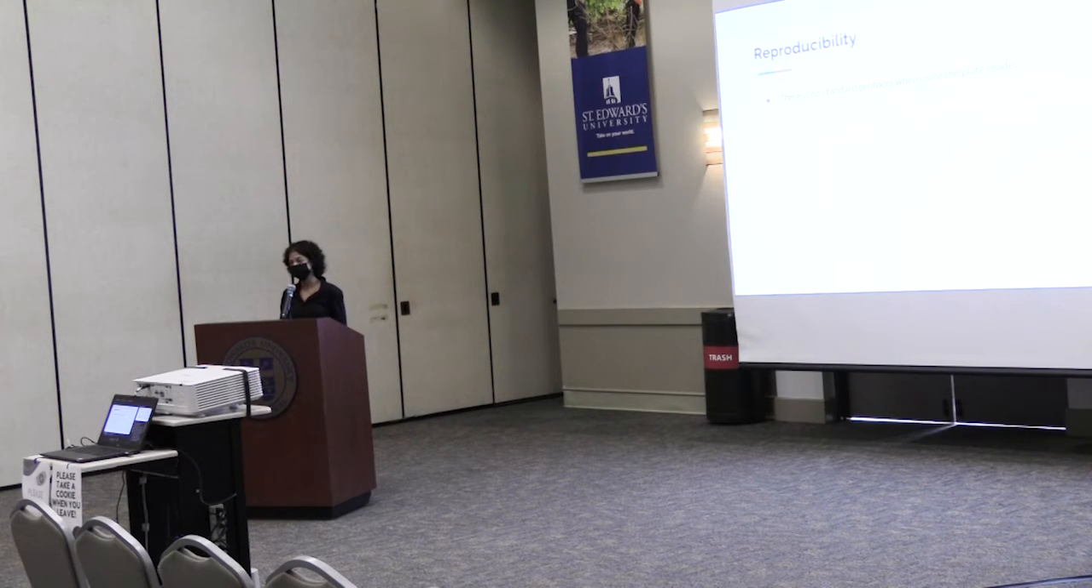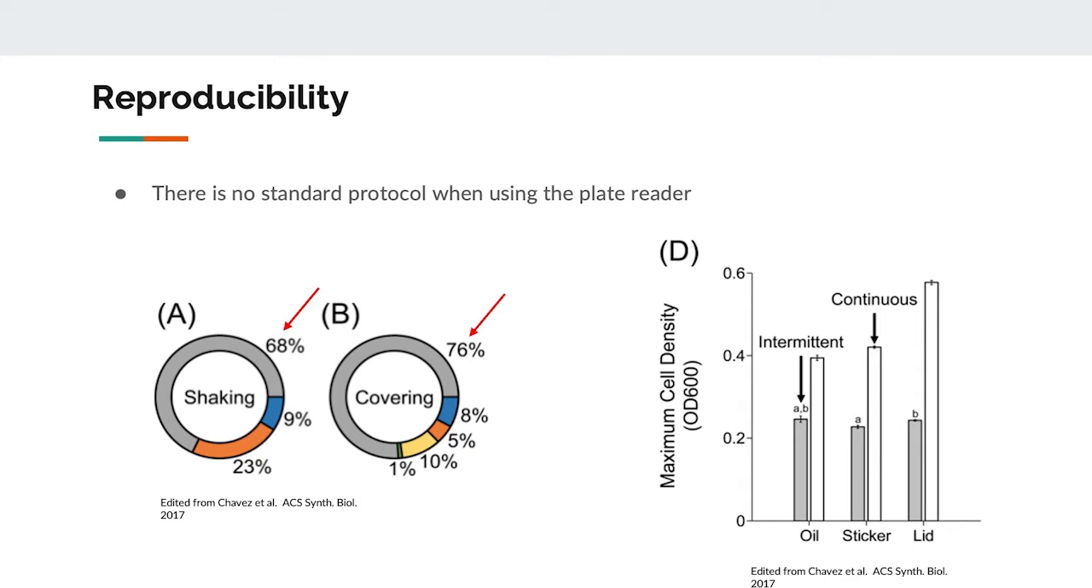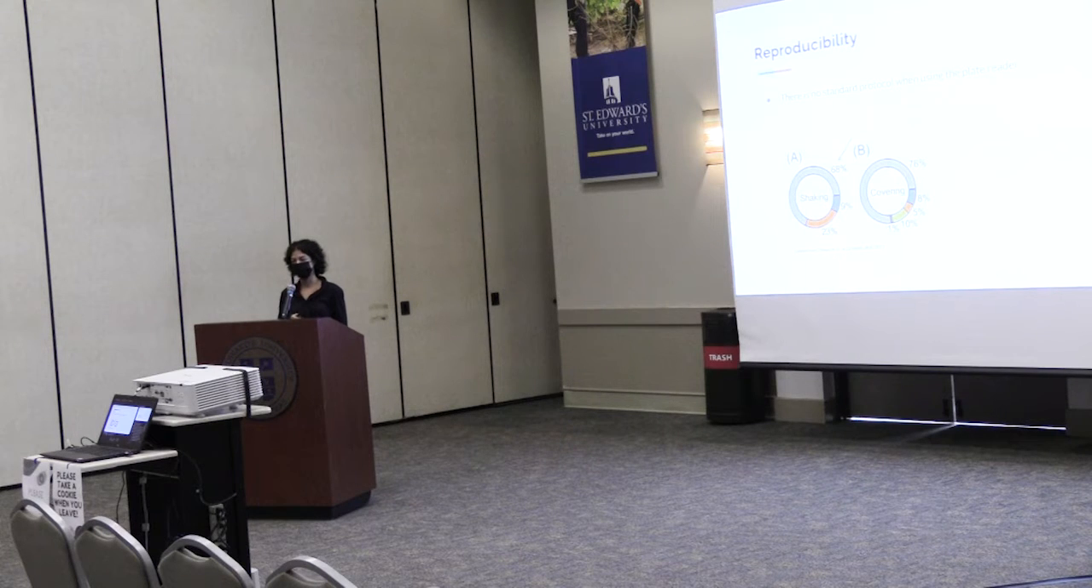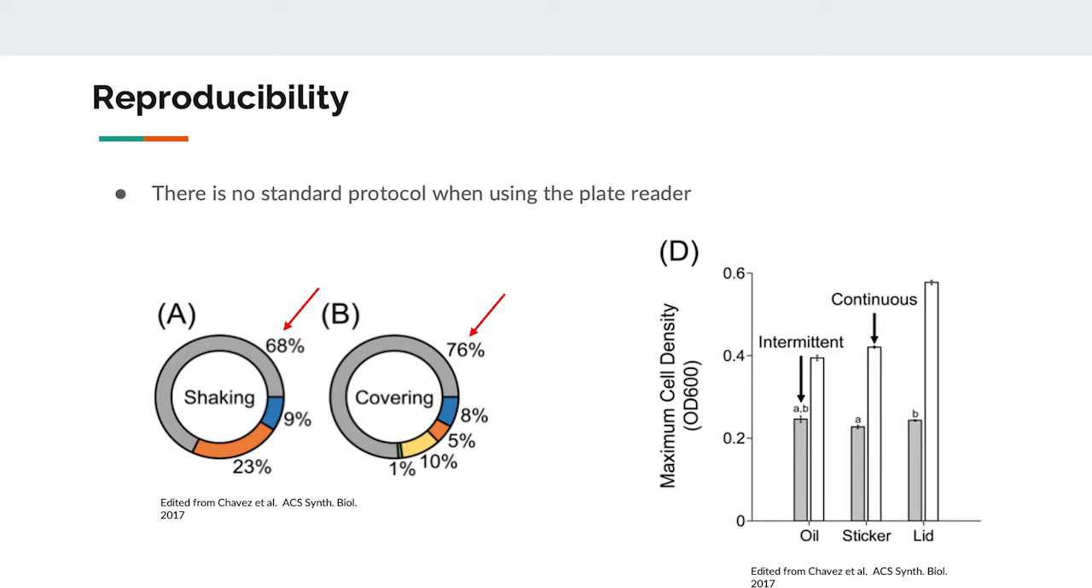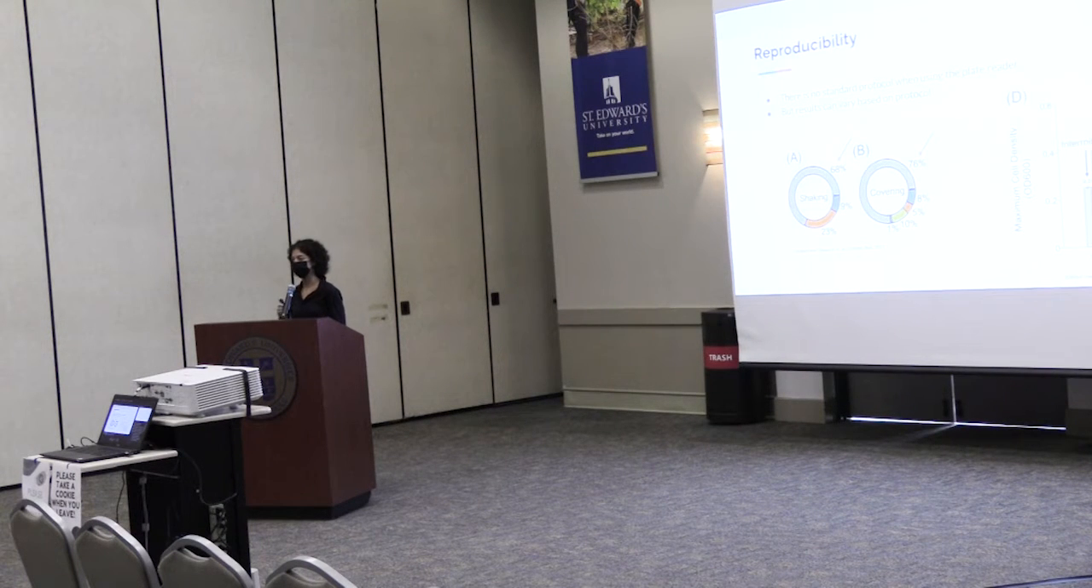For reproducibility, there's no standard protocol when using the microplate reader. In a previous study, they read 100 papers that used a microplate reader in their procedure, and only 68% of them reported their shaking parameters, and 76% reported their growing times. But the results varied based on protocol. They did an experiment with different types of lids and different types of shaking, and when they looked at cell density, they saw that depending on the protocol, it affected the cell density and cell growth.